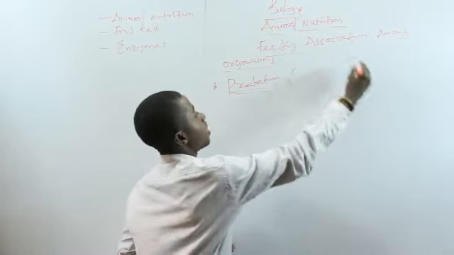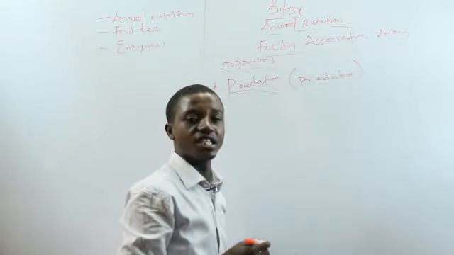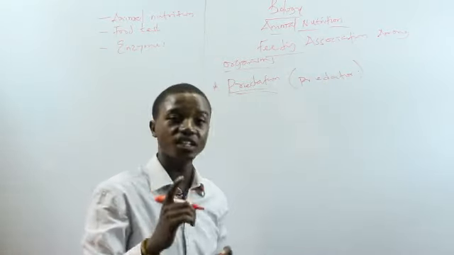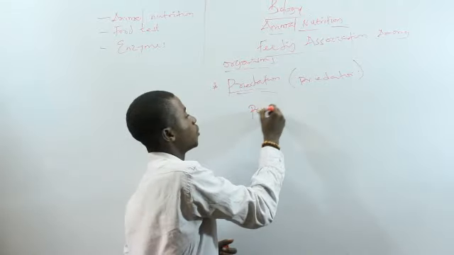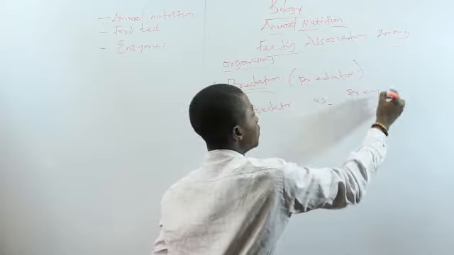And so now we'll be looking at predation. Predation stems from the word predator. So predation is a feeding association between two organisms, and one is called the predator, while the other is called the prey.